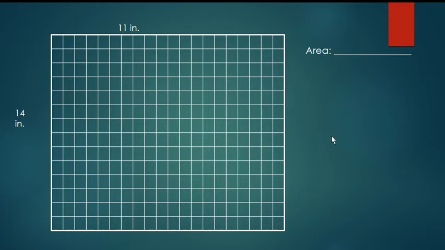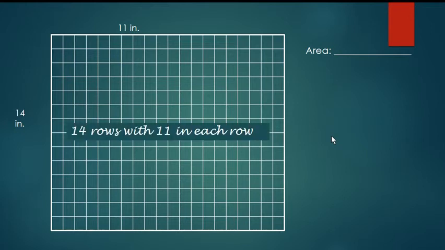And in fact, we have 14 rows with 11 in each row. So 14 rows with 11 squares in each row. And I'm hoping your mind is going to multiplication and thinking that looks like an array. And it's exactly like an array, in this case a 14 by 11 array. And that's how we're going to figure out how many squares are in this rectangle. We're going to multiply 14 and 11.